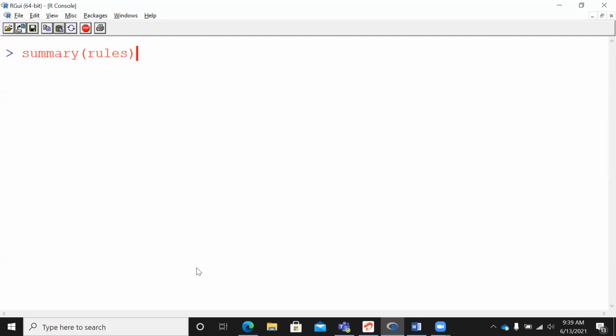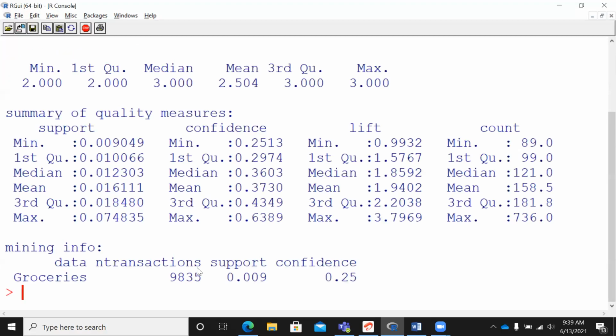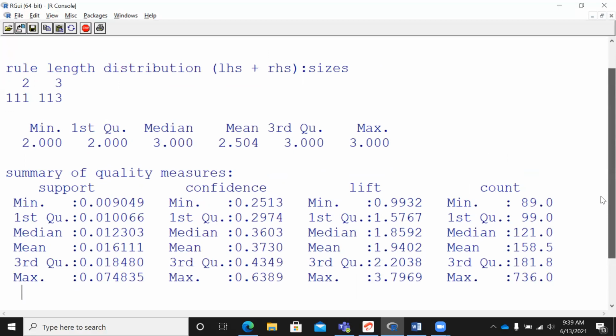So, summary of rules. Let me see what this gives me. You can just get a high-level perspective of what is going on here. As you can see here, there are 111 rules wherein product associations for 2 items have been found. There are 113 rules wherein product associations for 3 items have been found.